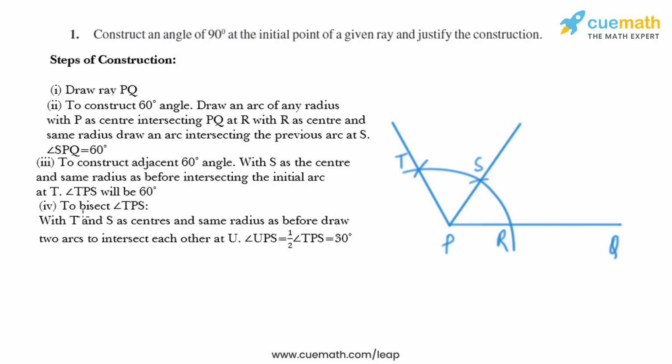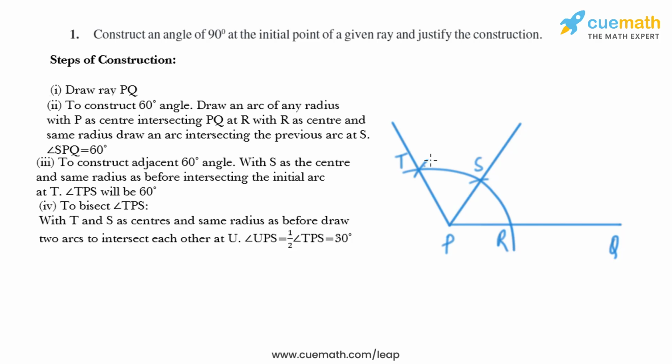Now in the next step, to bisect angle TPS, with T and S as centers and the same radius as before, draw two arcs to intersect each other at U. Angle UPS equals half of angle TPS, which equals 30 degrees.